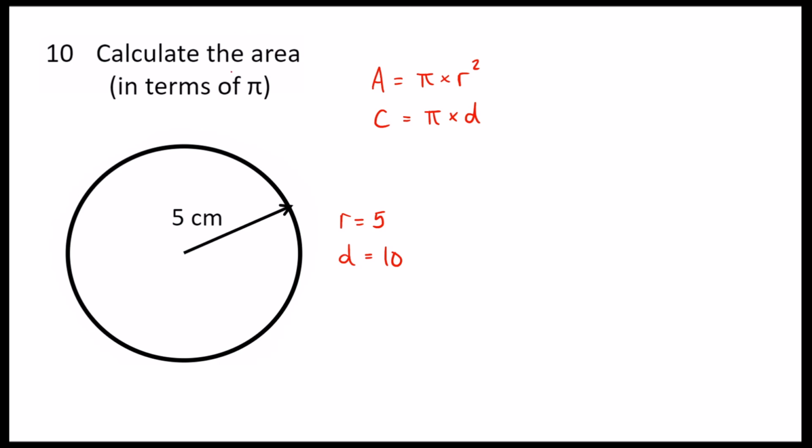Now my question asks me to calculate the area of this circle and it wants my answer in terms of pi. So therefore I can say that the area is pi times the radius, which is 5 squared. This therefore gives me pi times 5 squared, which is 25, and this therefore means my answer is 25 pi. Now if you want to be really good, remember your units, which are centimetres squared.